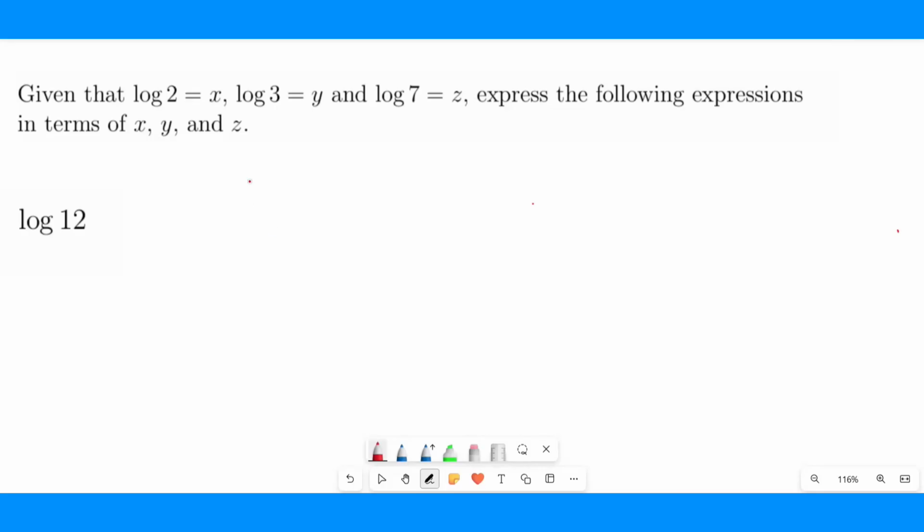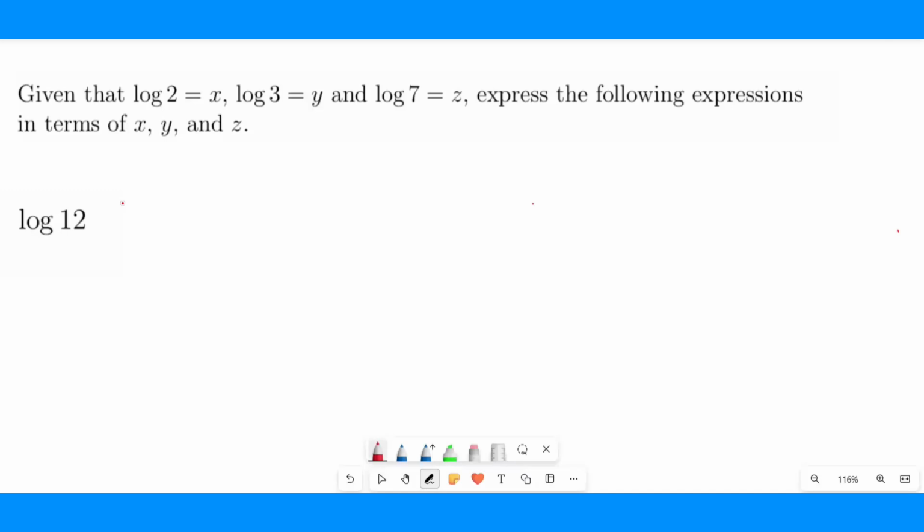Today, what we're looking at is another lesson on logarithm. So here's a question. It says, given that log 2 is equal to x, log 3 is equal to y, and log 7 is equal to z, express the following in terms of x, y, and z. So the log of 12. So we want to represent the log of 12 in terms of x, y, and z.